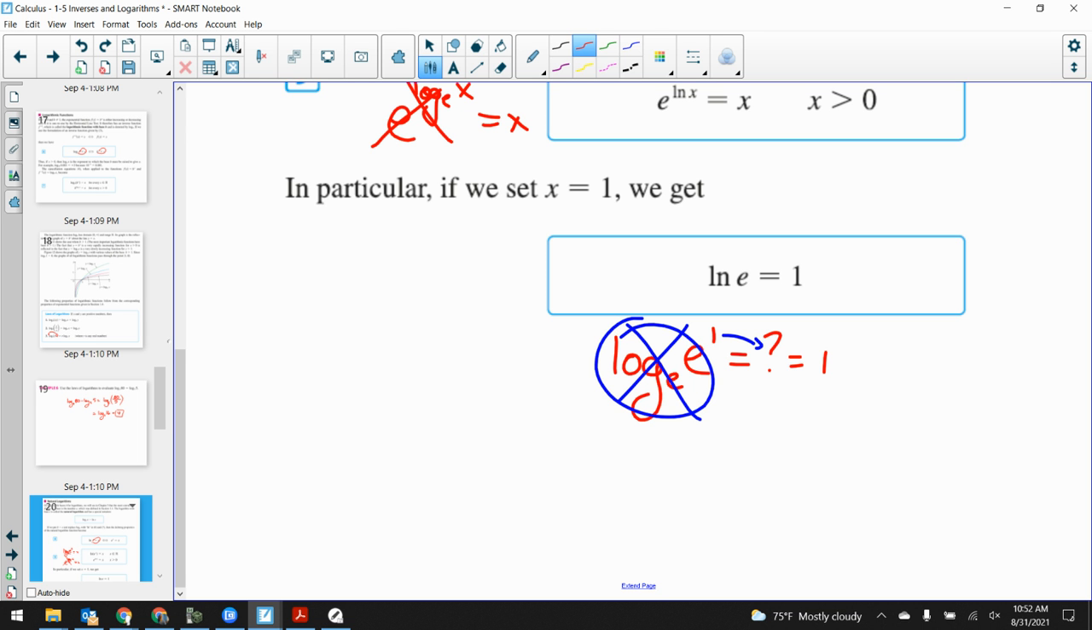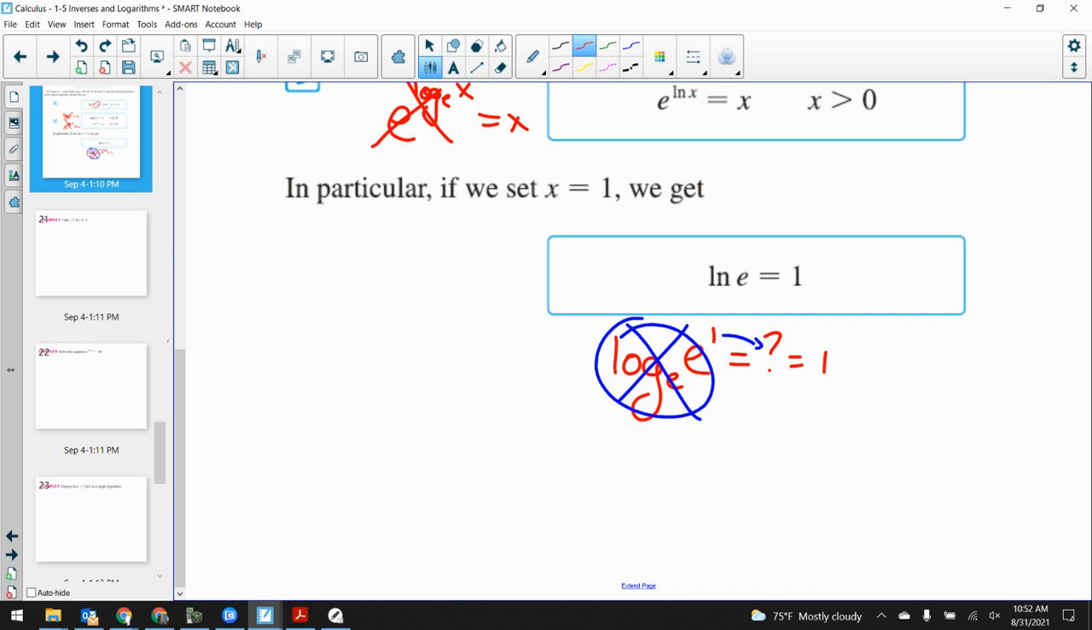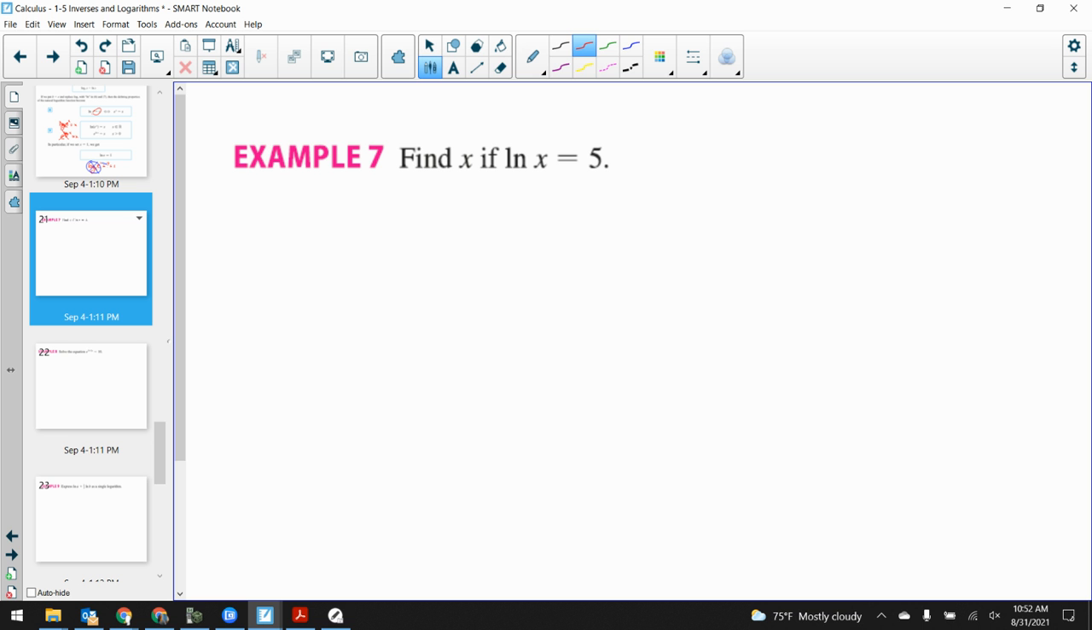You could do that for any base. Log base 2 of 2, 1. Log base 7 of 7, 1. Log base pi of pi, 1. Any logarithm base.